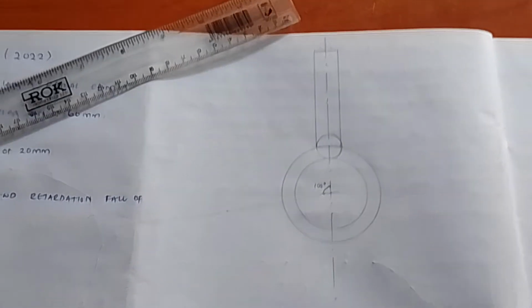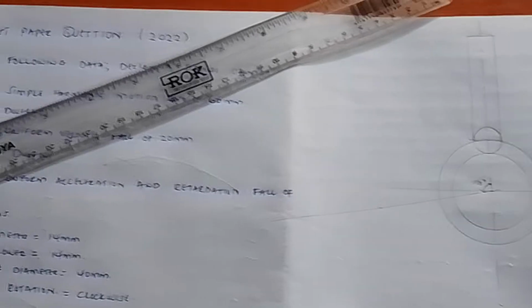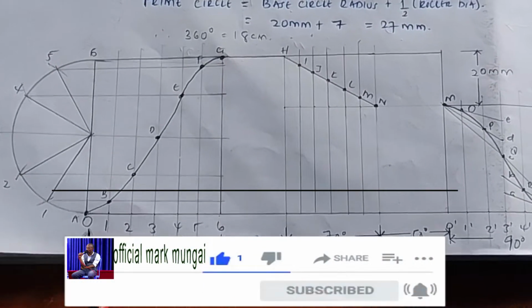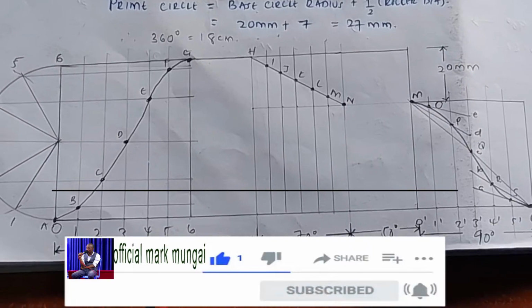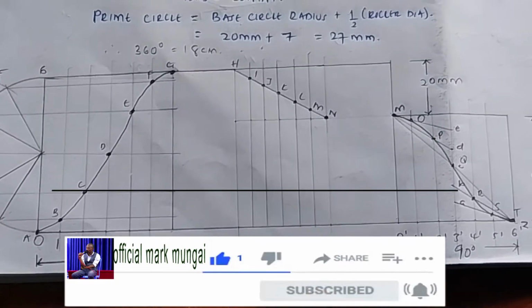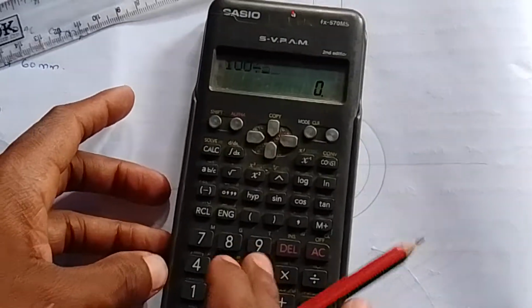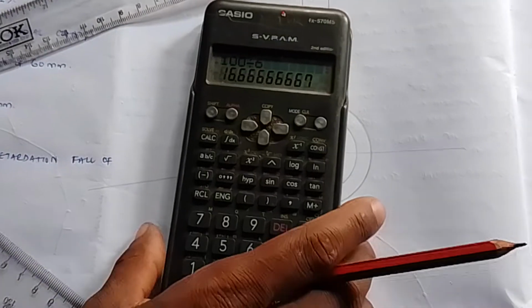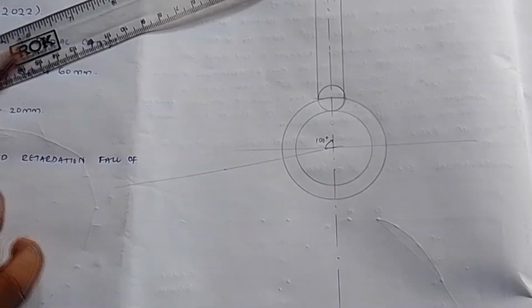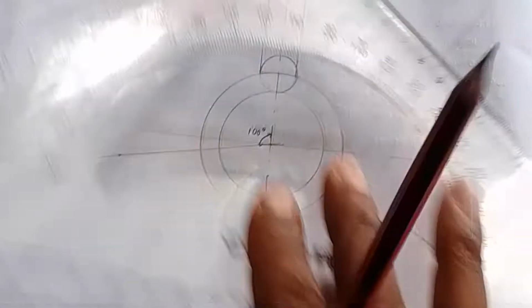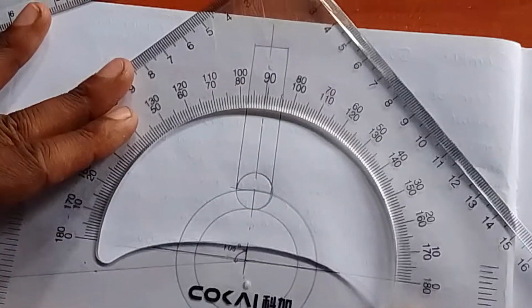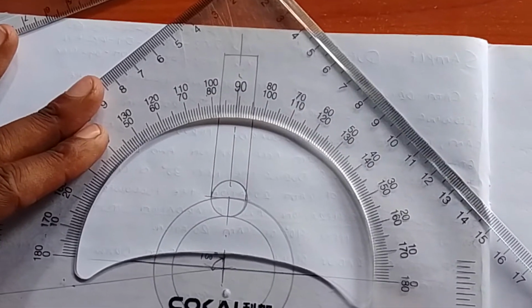So the 100 degrees rise, now you have to divide it into 6 equal parts, as you have divided it in our cam displacement diagram. You can see we have divided it into 6 equal parts. So we have to divide it again into 6 equal parts. So taking your calculator, you will say 100 divided by 6, that becomes 16.6667, which is 16.67. So you will measure all around 16.67.